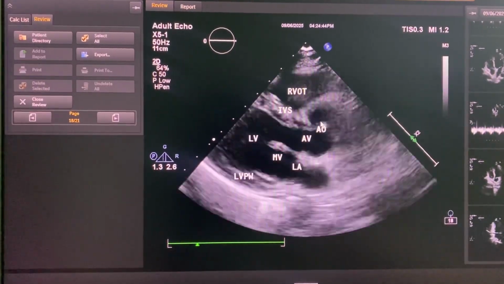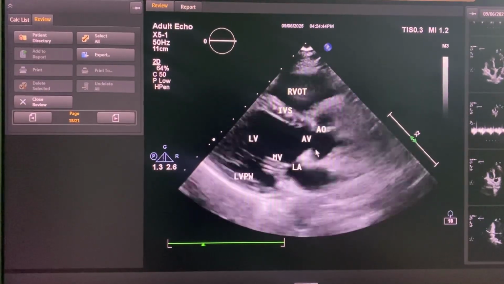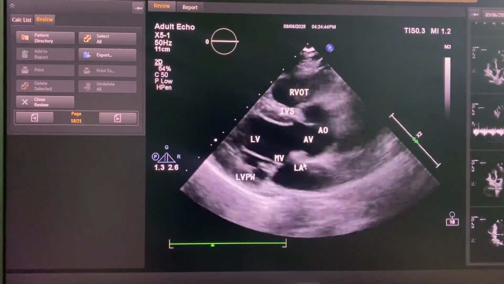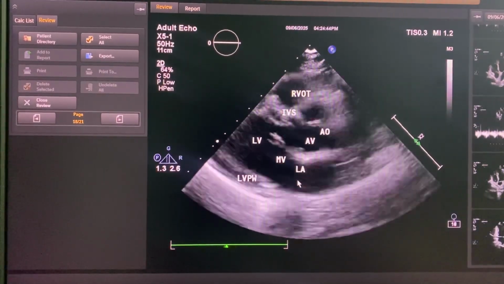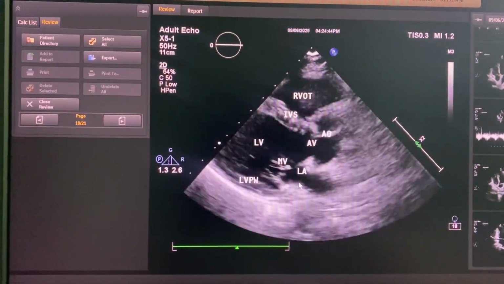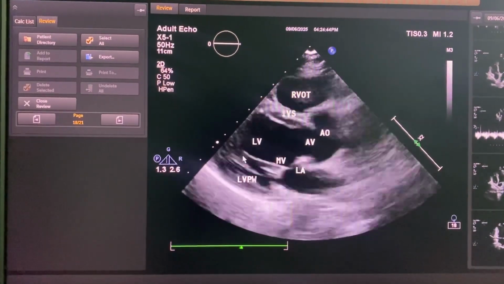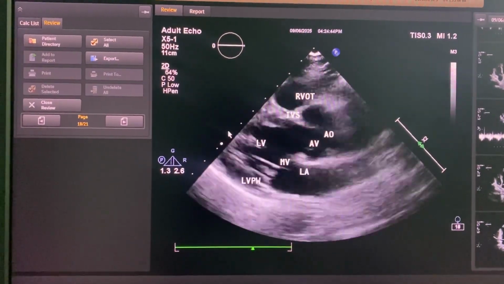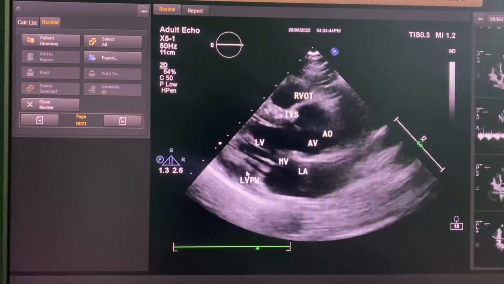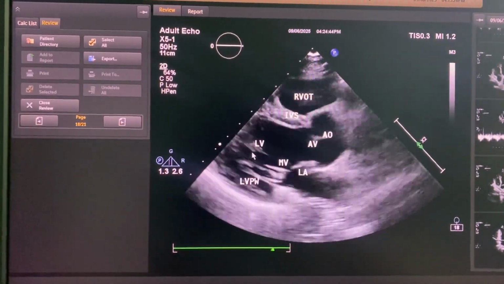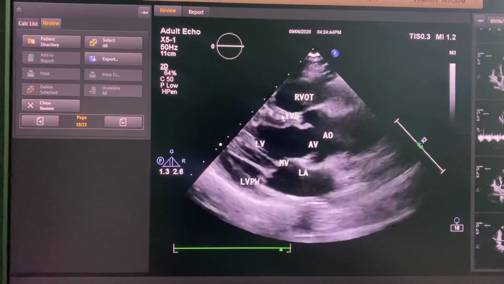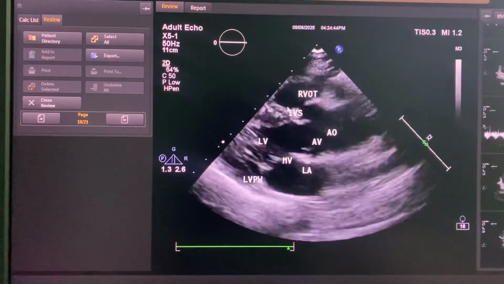That is the aortic valve, and this is the aorta. Then the next one, we are seeing the left atrium, and the associated mitral valve, which opens into the left ventricle. By the way, you see how the arrow is moving. So this is the anatomy that we can see in a parasternal long axis.